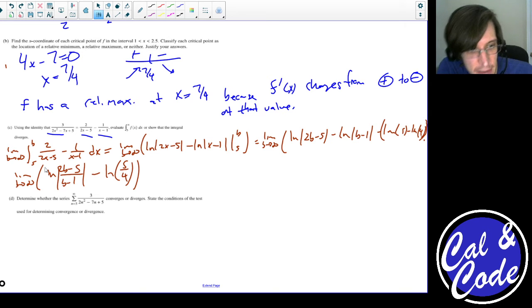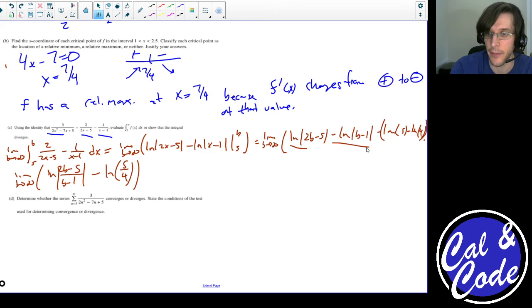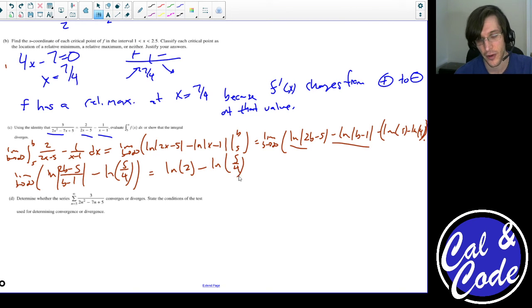And as I take this limit, it was really important that I combined those two things using log rules. It would have been difficult for me otherwise to determine this limit. But now that I have the limit in this way, I can see that as b goes to infinity, I have a bottom-heavy, equal-degree situation here, and that's going to give me a limit of 2 on the inside. So I'll end up with the natural log of 2 minus the natural log of 5/4, and I'm going to leave that there. That is my answer.